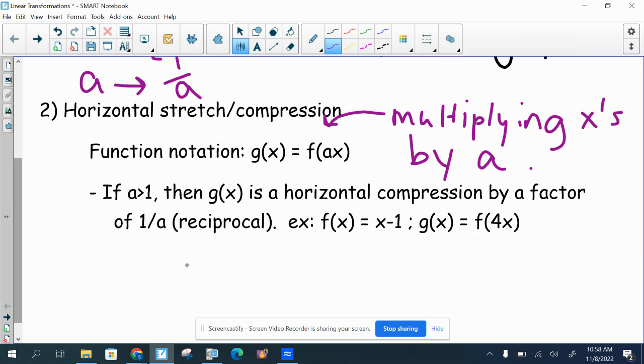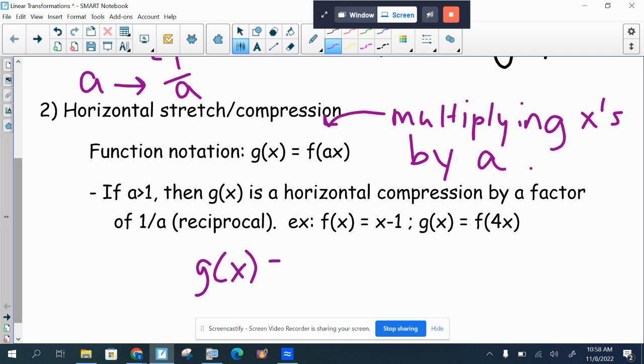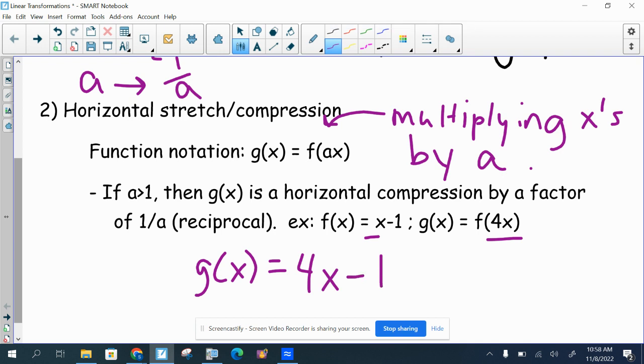So if I have g of x, I'm going to take f of x, x minus 1, but instead of x, I'm going to replace it with 4x. So 4x minus 1. Notice that the y-intercepts stay the same now. On your graph, you'll see the y-intercepts stay the same, but the x-intercepts change, which was the opposite of what we did yesterday. So what I want to do is go onto Desmos.